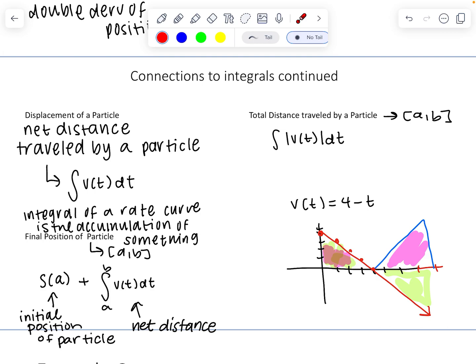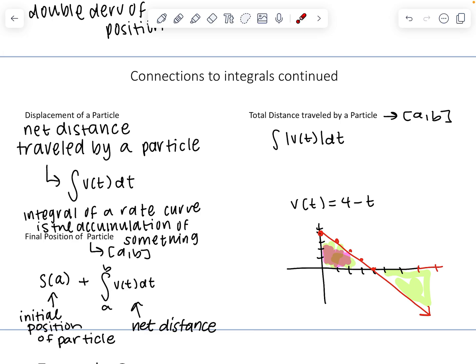And then this section again right here, I'm talking about final position here. This curve will tell you how much it traveled, but because it's the velocity curve, not the position, you have no idea where it started, and so that's why you need this s of a information. So that's graphically what's going on here.